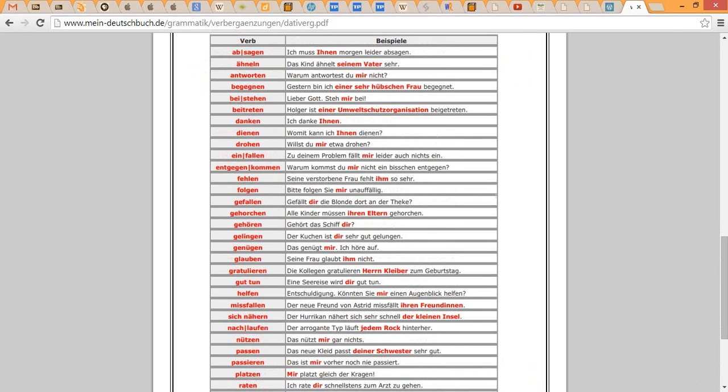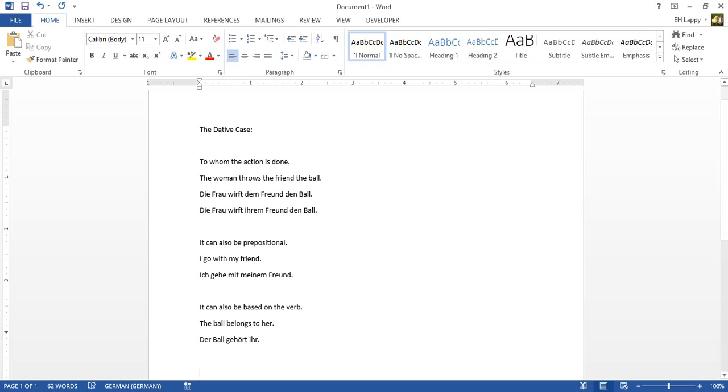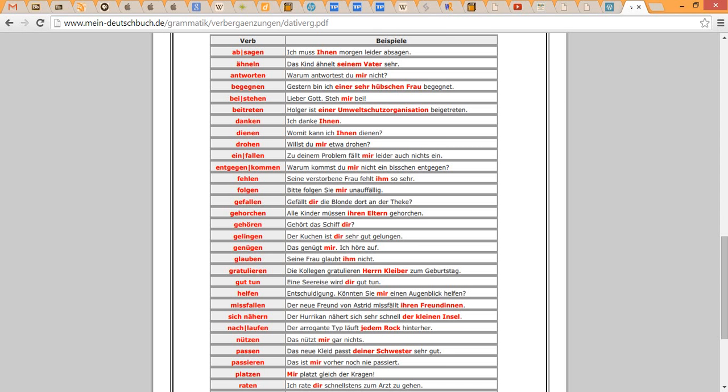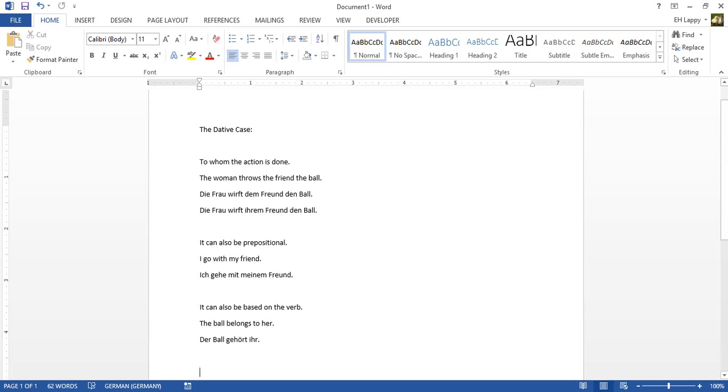So for example, the example I came up with is the ball belongs to her. Der Ball gehört ihr. Ihr is the dative pronoun version of her. Basically, gehört is a form of gehören, and that is a dative verb, so therefore you're going to have dative articles, prepositions, pronouns, that sort of thing. And I think that's it.